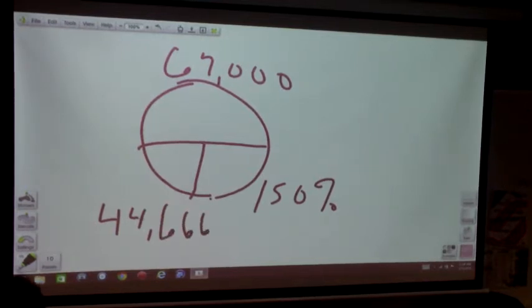And there it is on the board. He sold it for $67,000, which was a 50% profit. We don't know what he bought it for, but we know he bought it for 100%, and he sold it for a 50% profit. So this figure is what he paid for it initially, and that's 150%, which represented the $67,000 he sold it for.